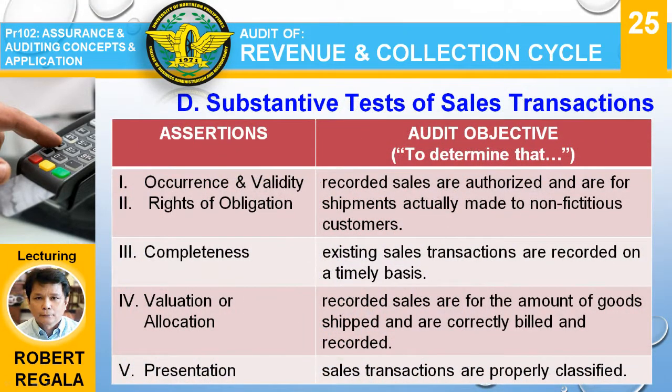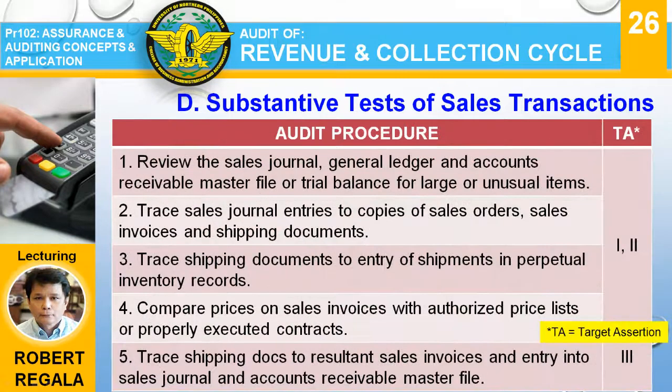Slide 25. Substantive tests of sales transactions. The following are the assertions indicated in the revenue cycle and the corresponding audit objective of the auditor when performing the specific relevant audit procedures in the following slides. Slide 26. Audit procedures that aim to substantiate the target assertions.